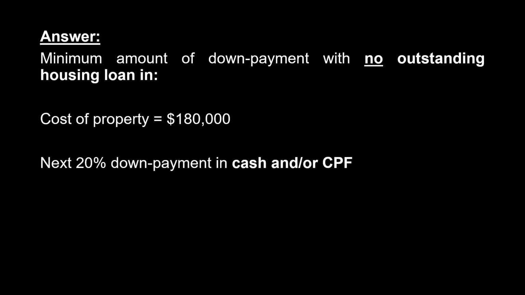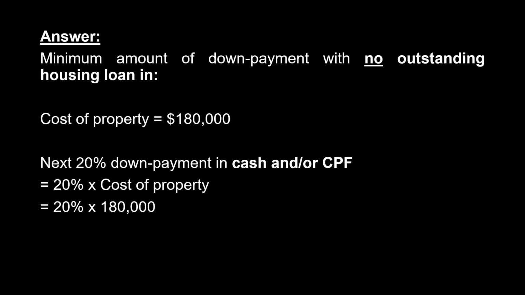Next, we look at the next 20% down payment in cash and or CPF. So this is a different category. Cash and or CPF basically means you can pay in cash or CPF or a combination of cash and CPF. So it's 20% times cost of property. Substitute the figures in. Get the answer.